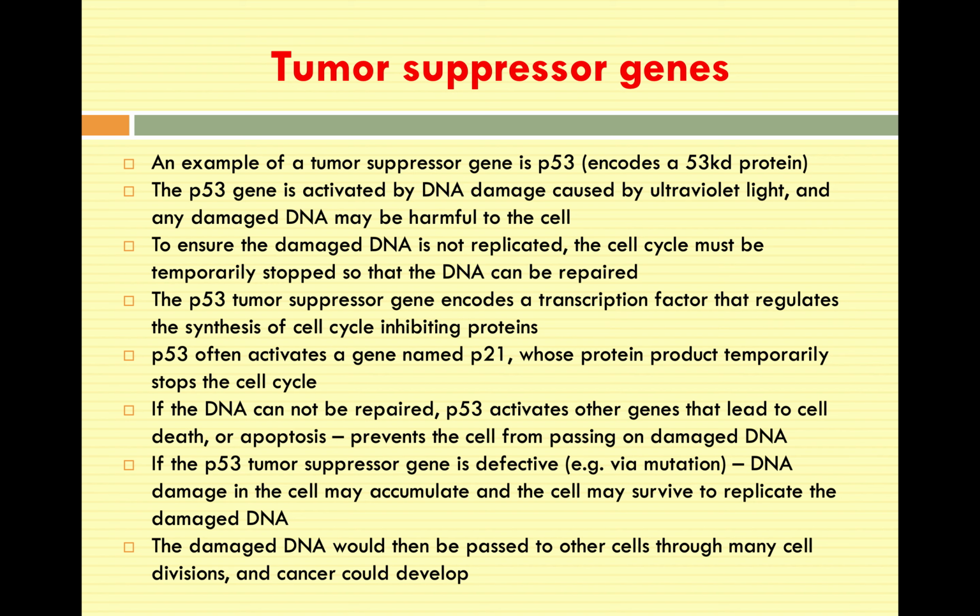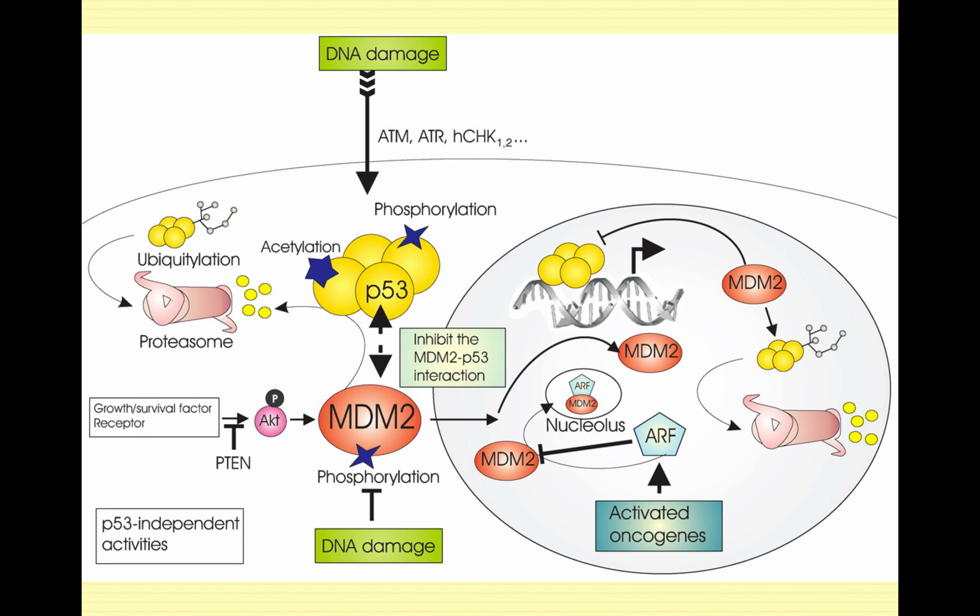If the DNA cannot be repaired, p53 would activate other genes that could lead to cell death or apoptosis to prevent the cell from passing on damaged DNA, because it's not good for the cells, for the system. So if the p53 tumor suppressor gene is defective, for example via mutation, DNA damage in the cells may accumulate and the cell may survive to be replicated. It would be distributed, not only from the origin, but could be passed on to nearby sites. So the damaged DNA would be passed on to other cells through cell division, and would basically develop into cancer.